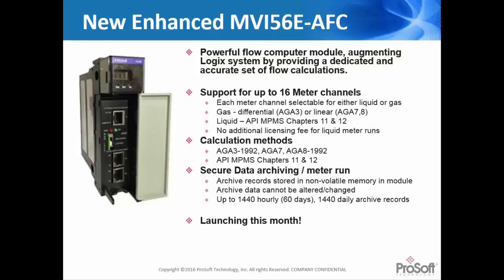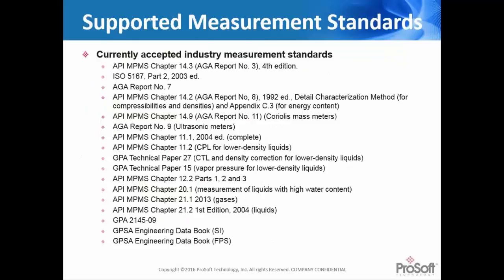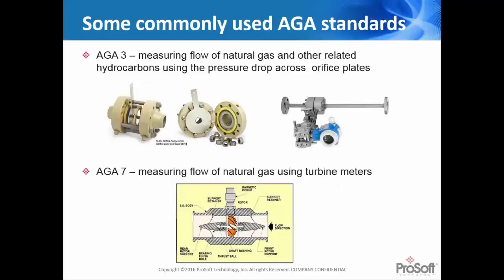Currently supported measurement standards are as listed down here. These are the standards that are generally accepted by most customers. Most of them come from the American Petroleum Institute, API, as well as the American Gas Association, AGA. Those of you who are involved in the metering industry will find these to be very familiar standards.